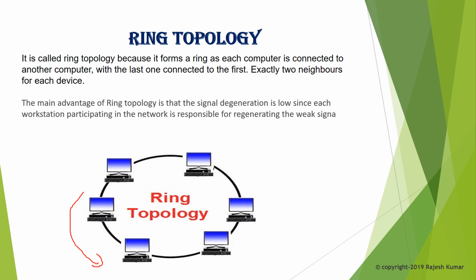Let's say computer A would like to send some data to computer C. In this topology, the data can only travel in this direction. There is no option for this computer to directly send the data in the other direction, even though computer C is just one hop away if it used the other direction. So if computer A has some data to send, how does it do it? There's a token which moves around all these computers which are connected to each other.